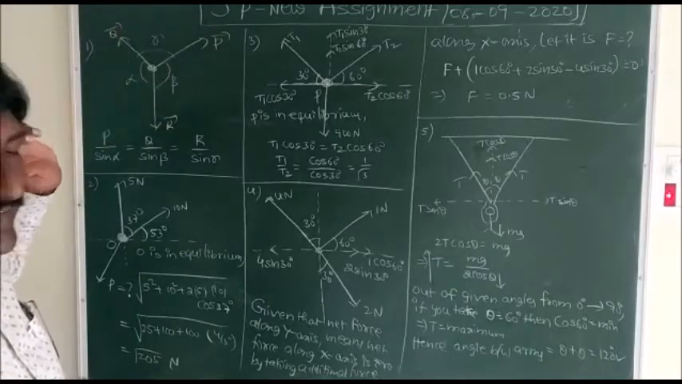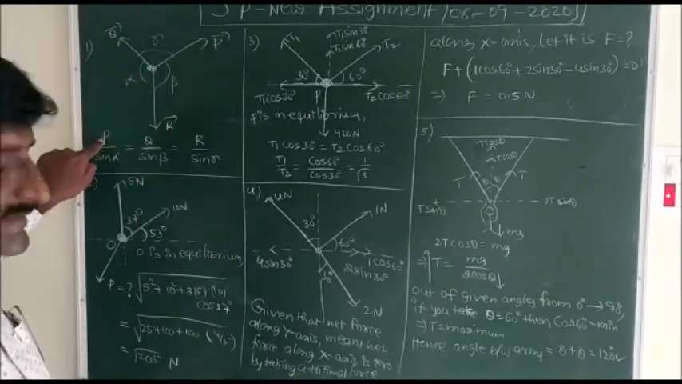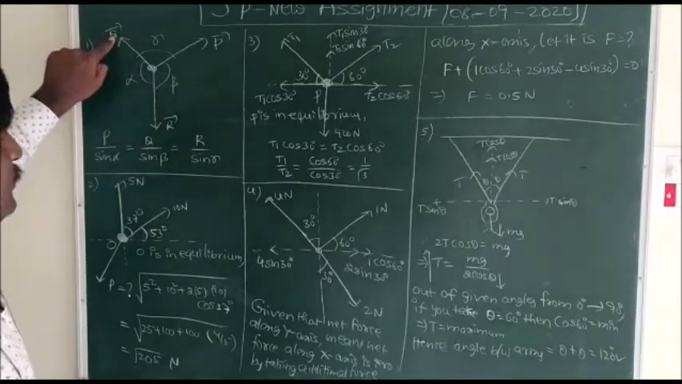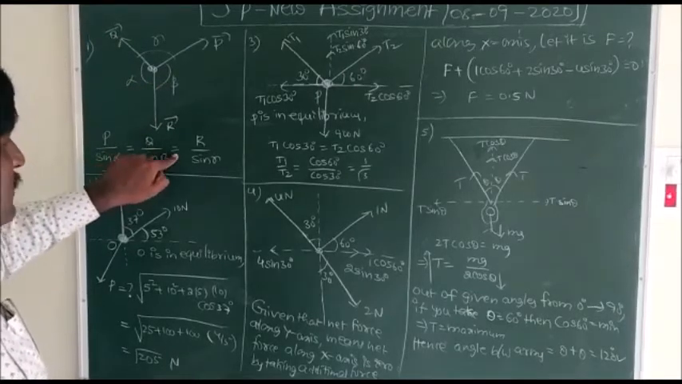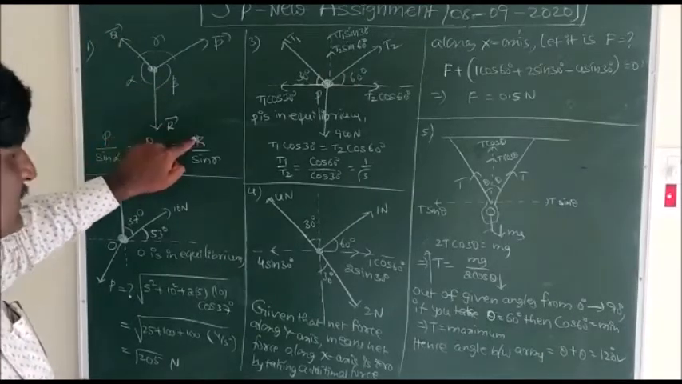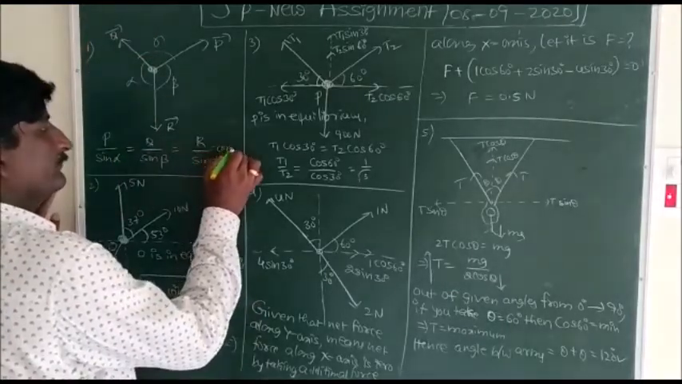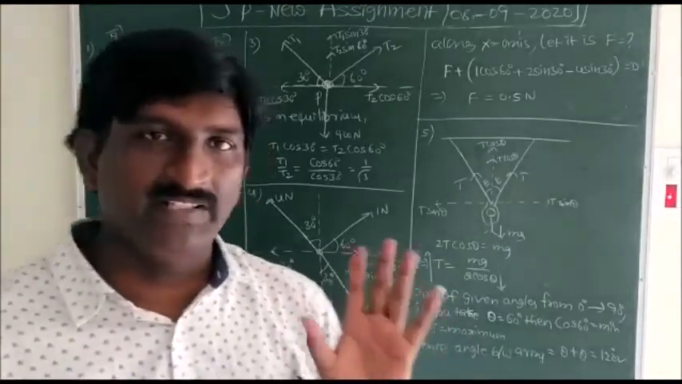That is the question. According to Lami's theorem, the magnitude of the first force divided by the sine of the opposite angle is equal to the magnitude of the second force divided by the sine of the opposite angle, which is equal to the magnitude of the third force divided by the sine of the opposite angle, and this is always constant. That is just Lami's theorem statement, given as the first bit.